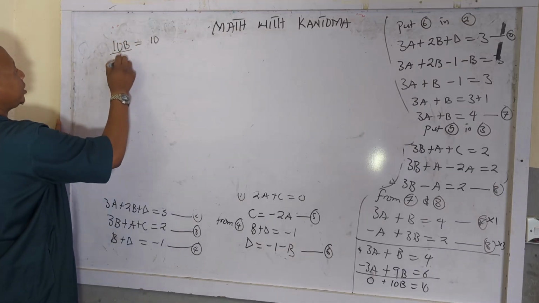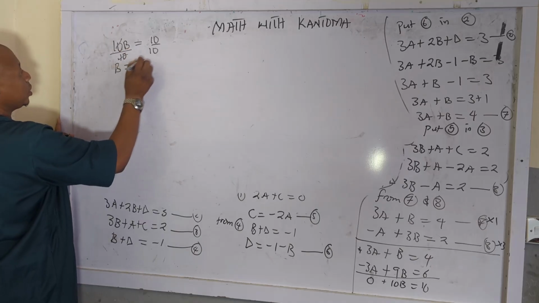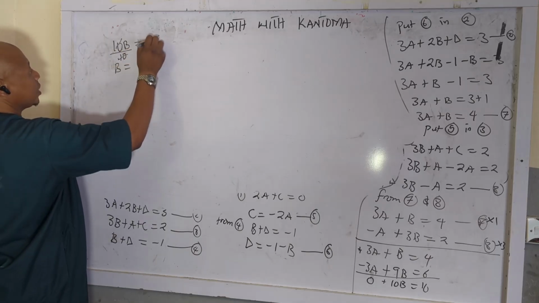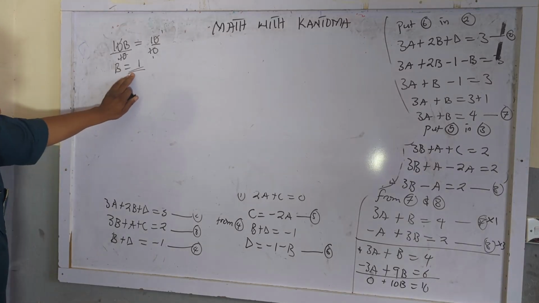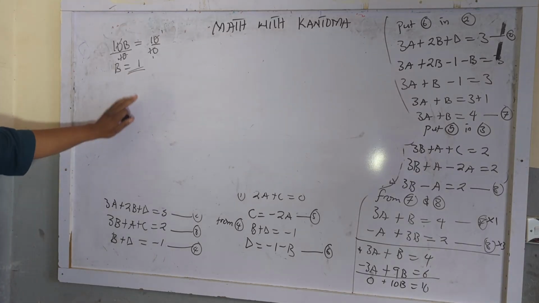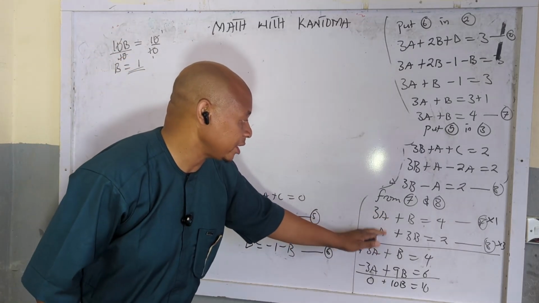So we are looking for b, so we divide both sides by 10. 10 goes with 10, so b is equal to 1. 10 divided by 10 is 1 here, and 10 divided by 10 is 1 here. So b is equal to 1. If b is 1, I can substitute the value of b in any of these equations, either 7 or 8, to find the value of a.